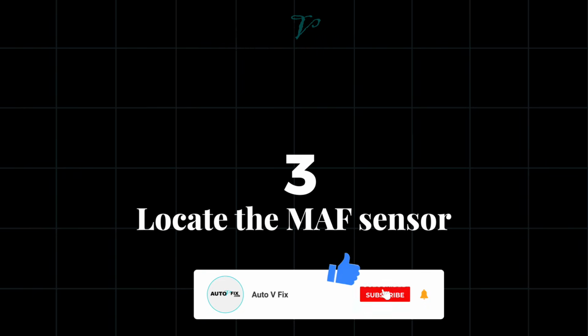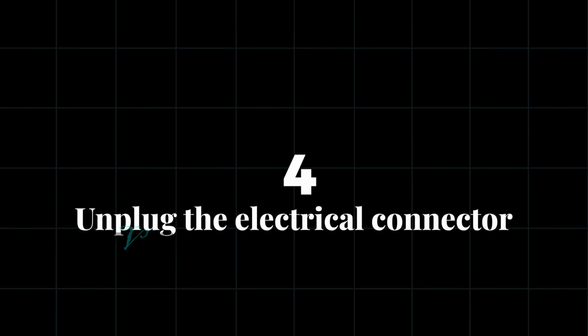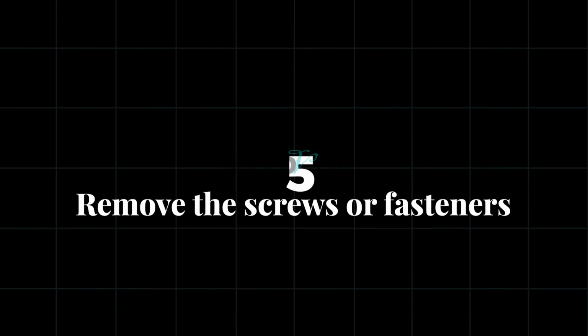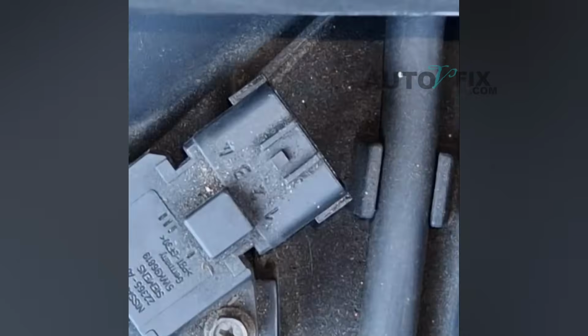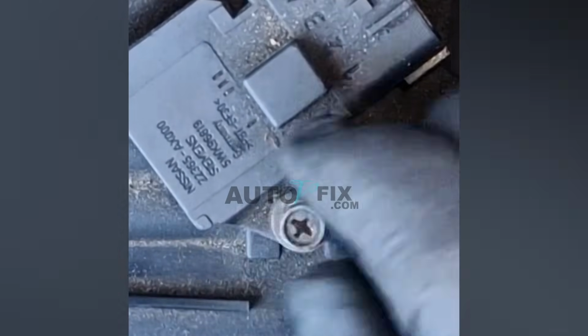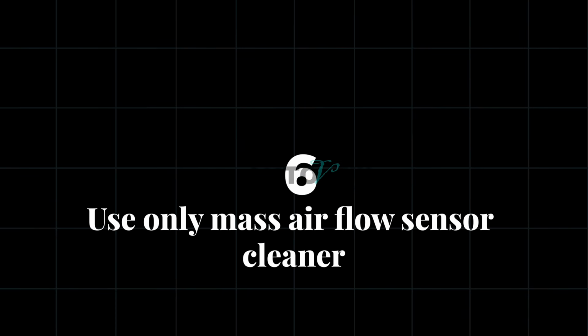Third, locate the MAF sensor in the intake tube between the air filter box and throttle body. Fourth, unplug the electrical connector carefully. Do not yank it by the wires. Fifth, remove the screws or fasteners holding the sensor in place, or remove the sensor housing section if your design uses that style. Sixth, use only mass airflow sensor cleaner.